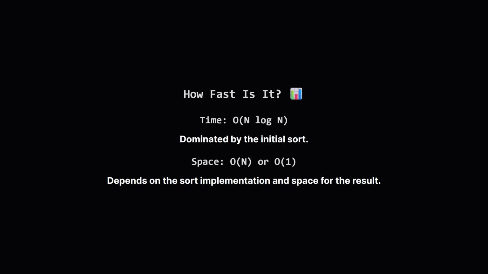So how efficient is this solution? The most time-consuming part of our algorithm is the initial sort. Sorting an array of n elements typically takes big O of n log n time. After that, we just loop through the array once, which is much faster. So the overall time complexity is O(n log n). For memory, or space complexity, well, we need space to store the final result, which will have n elements in total. Some sorting algorithms might also use a little extra space. So we can say the space is roughly order n. This is a very efficient approach.